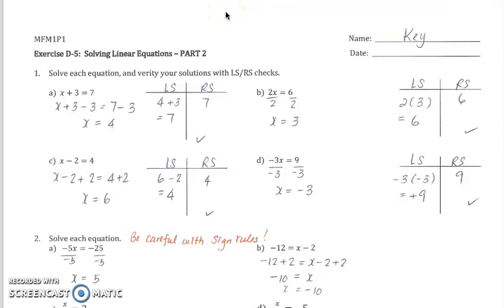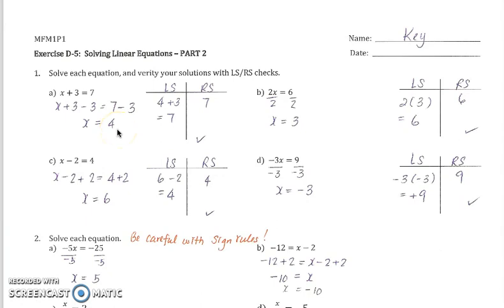Exercise D5. Solving linear equations part 2. Question 1. Solve each equation and verify solutions with left side, right side checks. So, in question 1a, x plus 3 is equal to 7. The inverse operation of plus 3 is minus 3 on both sides of the equation. X is 7 minus 3, or 4.